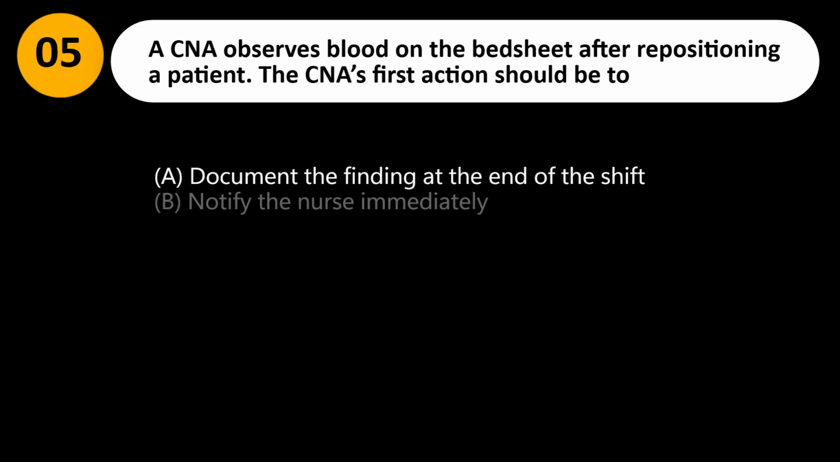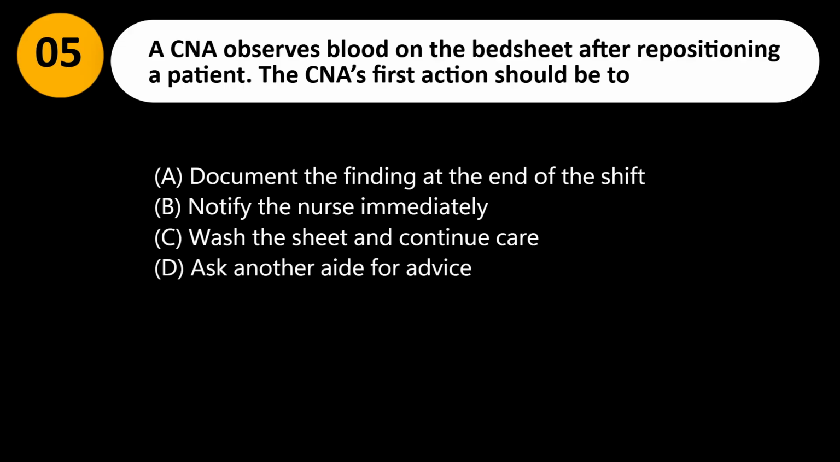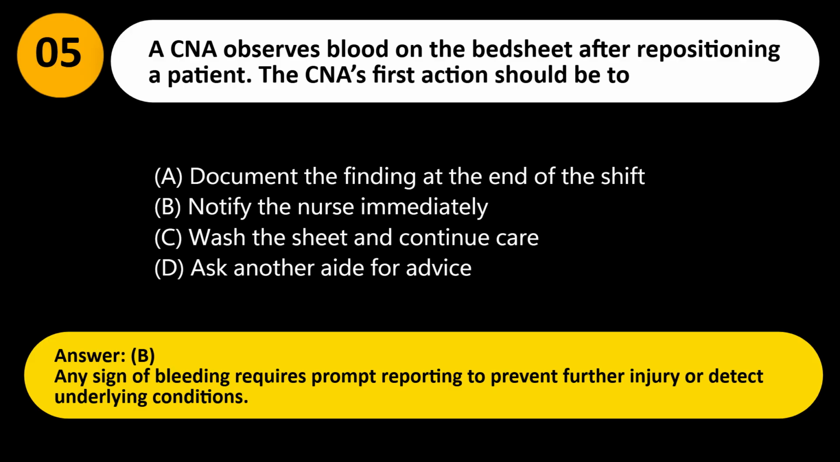A CNA observes blood on the bedsheet after repositioning a patient. The CNA's first action should be to A. Document the finding at the end of the shift. B. Notify the nurse immediately. C. Wash the sheet and continue care. D. Ask another aide for advice. Answer: B. Any sign of bleeding requires prompt reporting to prevent further injury or detect underlying conditions.